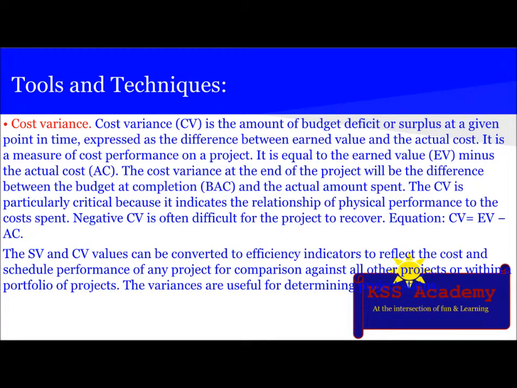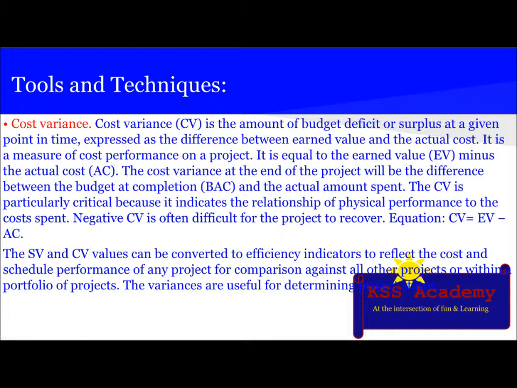Cost variance, CV, is the amount of budget deficit or surplus at a given point in time, expressed as the difference between the earned value and the actual cost. It is a measure of cost performance on a project. It is equal to the earned value minus the actual cost, AC. The cost variance at the end of the project will be the difference between the budget at completion, BAC, and the actual amount spent. The CV is particularly critical because it indicates the relationship of physical performance to the cost spent. Negative CV is often difficult for the project to recover. Equation will be given by CV = EV - AC.